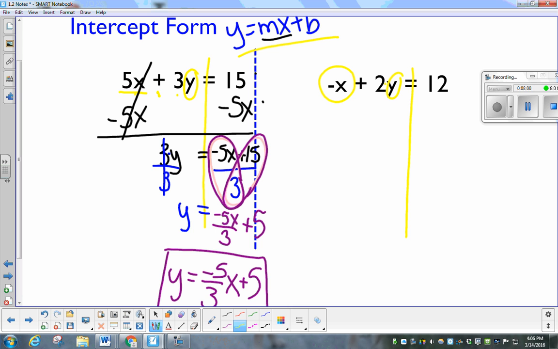Take a second, think in your head, how would you get rid of that negative x? Don't say it out loud, just think it in your head. So hopefully you are thinking, I'm going to add x because negative x plus x is 0. You just have to do it to both sides.